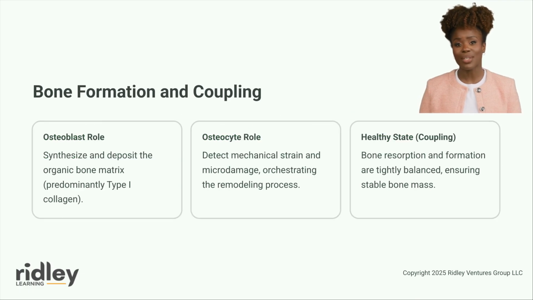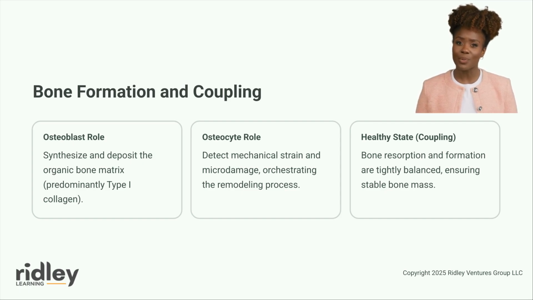Osteoblasts are derived from mesenchymal stem cells and are responsible for bone formation. They synthesize and deposit the organic matrix components, predominantly type 1 collagen, that subsequently undergo mineralization to form new bone tissue. Following a period of active matrix synthesis, osteoblasts may undergo apoptosis, become quiescent bone lining cells on inactive surfaces, or become embedded within the mineralized matrix as osteocytes.